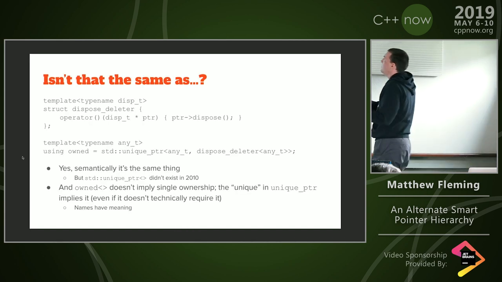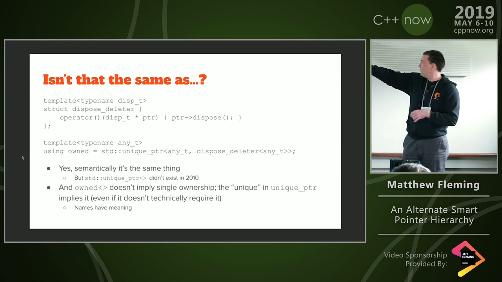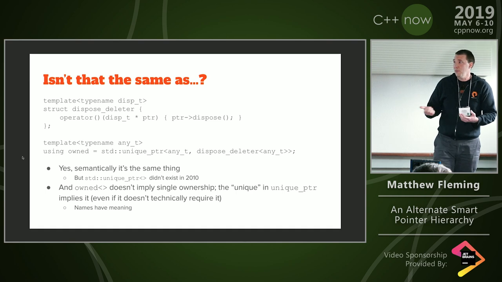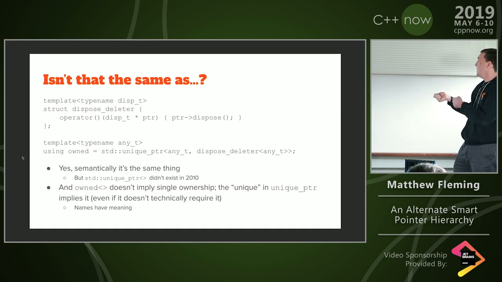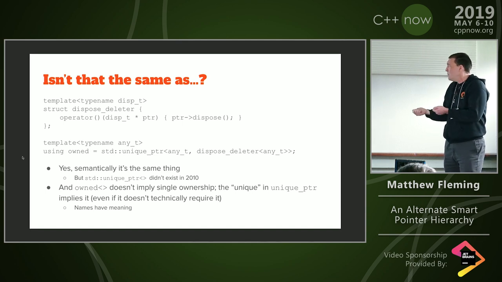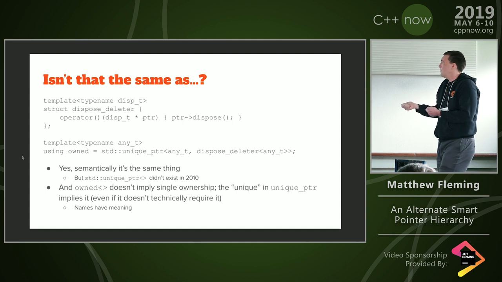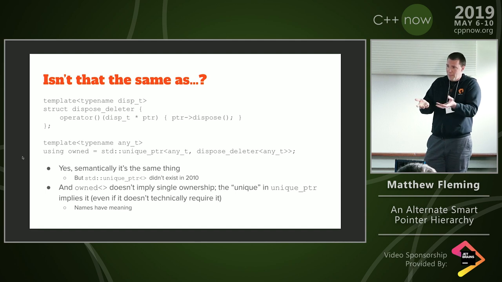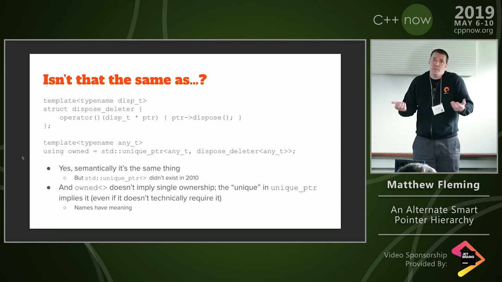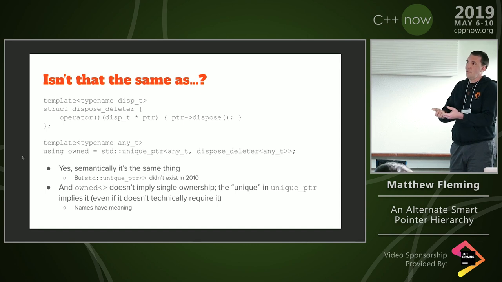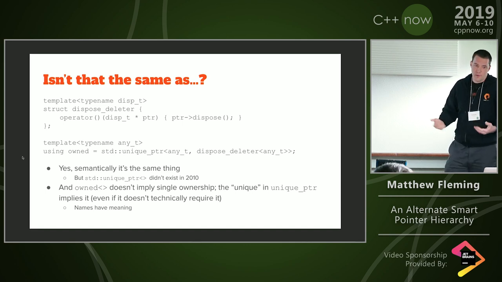And so you could ask, isn't that the same as just having a class dispose deleter that calls dispose, and you say it's a unique pointer with my thing inside? It's semantically about the same thing: when the smart pointer itself is destroyed, it calls the dispose method. But unique pointer didn't exist in 2010, and owned didn't necessarily imply single ownership. It just meant I knew how to release myself when I call dispose. I don't know what dispose is going to do. And the unique part of unique pointer implies definitely unique ownership. It's kind of confusing if I have a unique pointer to some handle that actually has multiple people using it. That seems confusing to me at least.